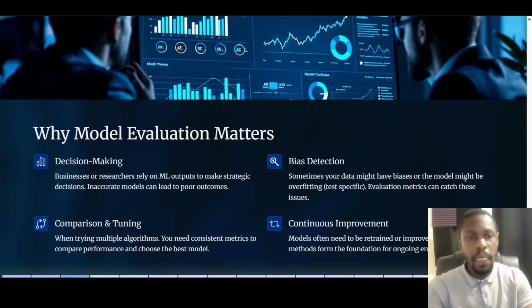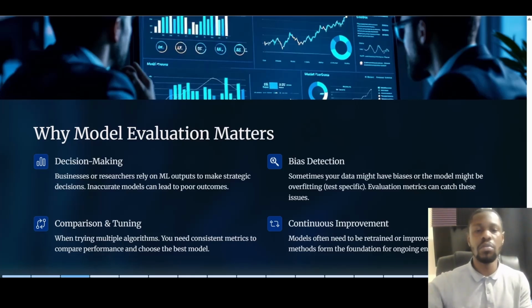So firstly, why does model evaluation matter? Why do we evaluate our models after we have created them? Well, first of all, decision making. If you think about a real world scenario where you have a business or researchers that are relying heavily on machine learning outputs to make strategic decisions, then of course inaccurate models are going to lead to poor outcomes. Secondly, we have things such as bias detection.